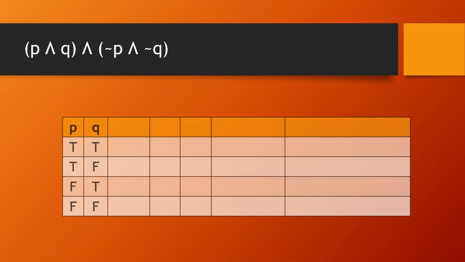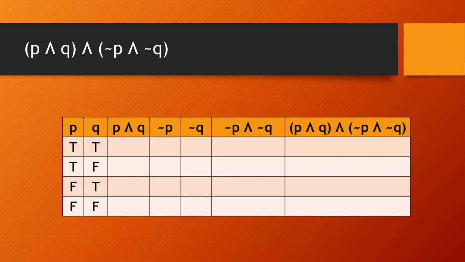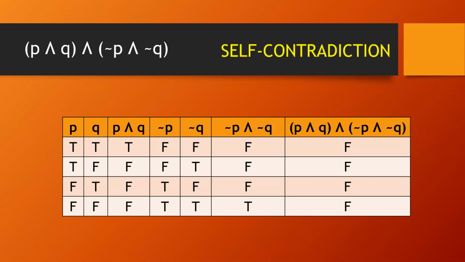Now let's look at this statement and see if it's always true, always false, or some mixture of the two. We'll need to make a truth table for it, and once we do that, we'll be able to determine by looking at the last column, the solutions column, whether the statement is always true, always false, or a mixture. And in this case, we have a statement that's always false. So we have what's called a self-contradiction. It doesn't matter whether P is true or Q is true, or P is false or Q is false. The statement itself is always false.